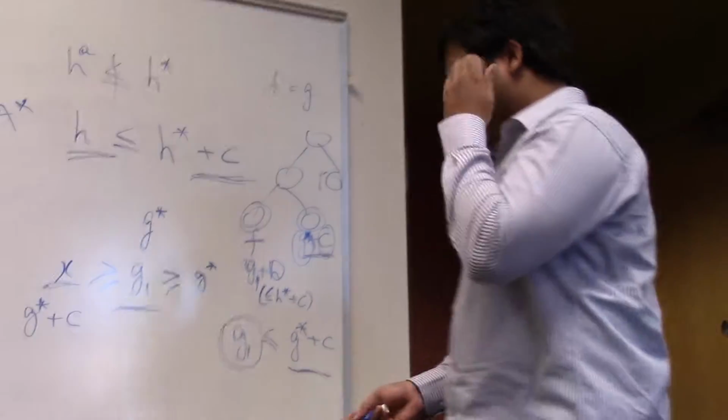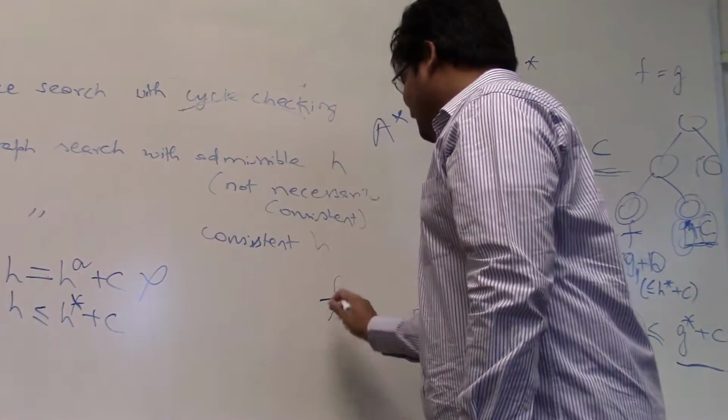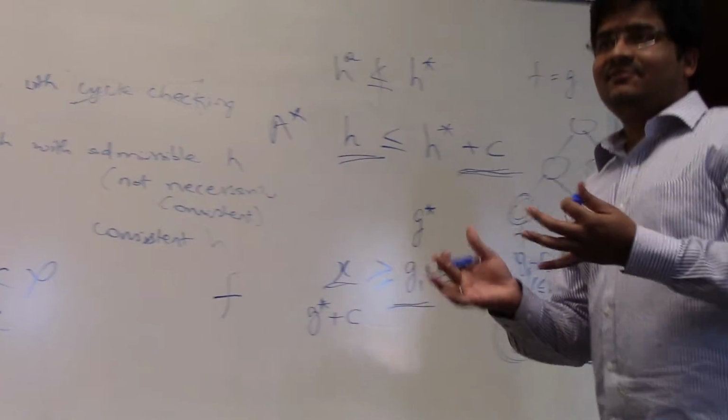So the basic thing is the least F value node is off by at most C from the normal A star heuristic.